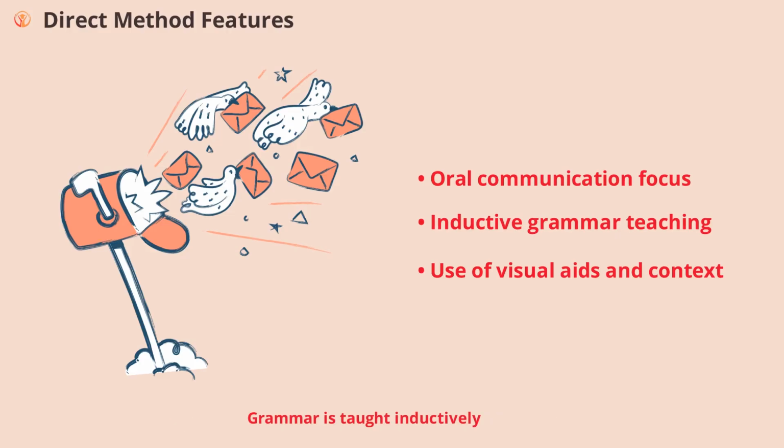The direct method centers on oral communication. Grammar is taught inductively, meaning students learn rules through examples and practice, rather than direct explanation. Teachers use conversation, question and answer exercises, and contextual learning to build language skills. Pronunciation and listening comprehension are key priorities, and visual aids or real-life objects often support instruction. This method aims to create a more dynamic, student-centered classroom where language is learned through use, not just study.